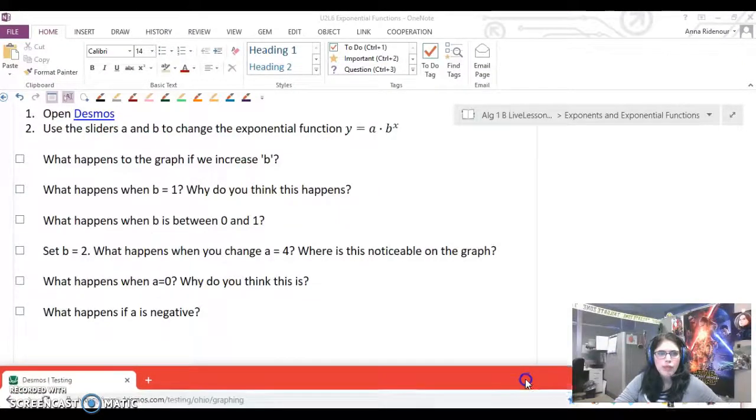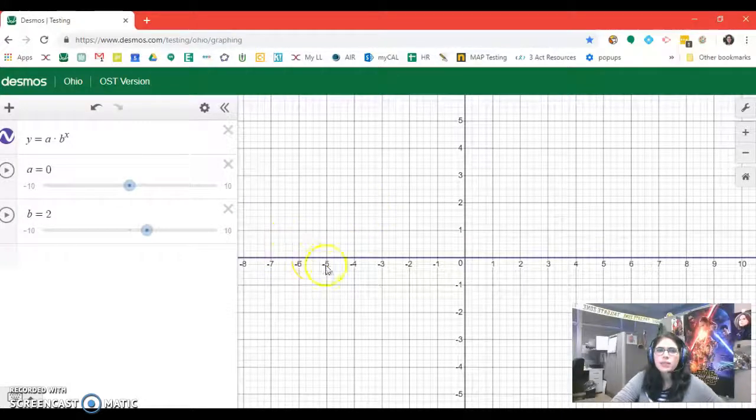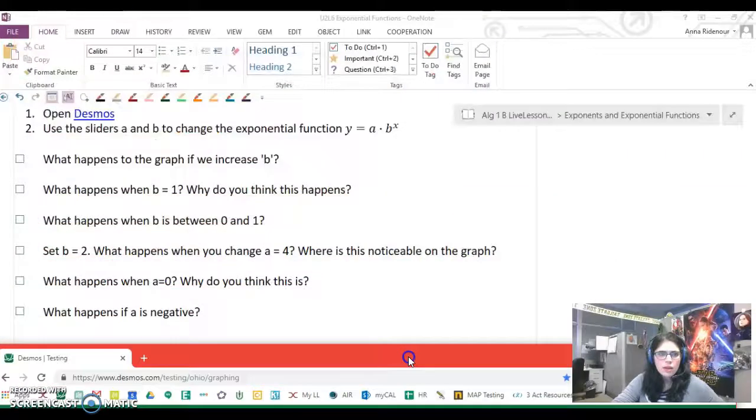Let's see. What happens when a is equal to 0? Let's see that. A is equal to 0. Yeah, so now it's another flat line. And I mentioned this before because if a is 0, y is just always going to be 0 because you're multiplying 0 by everything. So that makes sense.